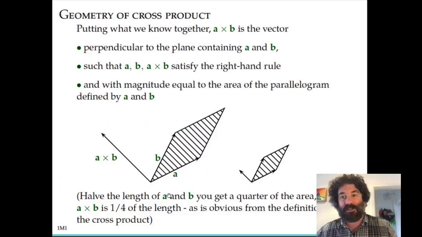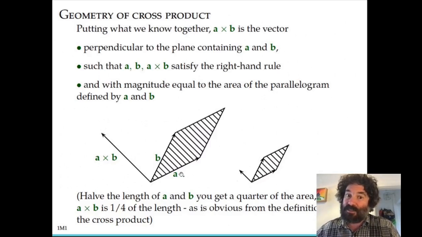But we use the right hand for the cross product as part of the definition. You could design a cross product that followed the left-hand rule, but the one that we use follows the right-hand rule. And the length of A cross B is the area of this parallelogram, which is filled in with the slanted lines.